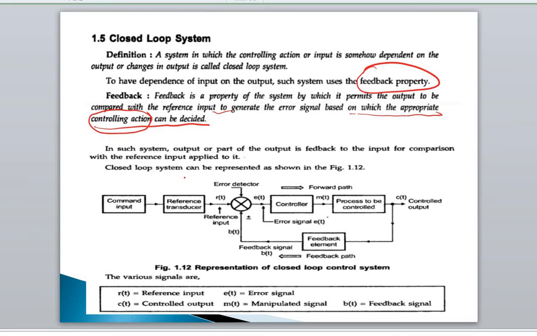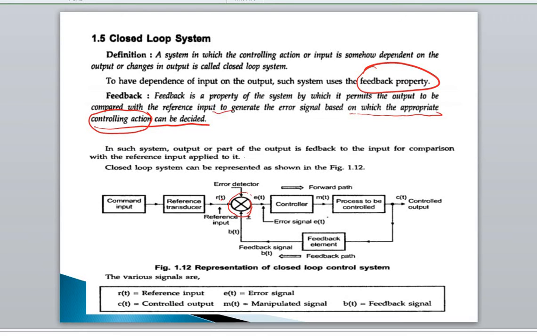First we will start from left to right. There is the command input. Command input is one routine regular input. Then that is converted into reference input with the help of a reference transducer. What is this reference transducer? The control system will accept only some form of input. All inputs it doesn't accept. So the command input is the actual input that is converted into the reference input and fed to the control system. Then there is one error detector, or this is called the summing point.